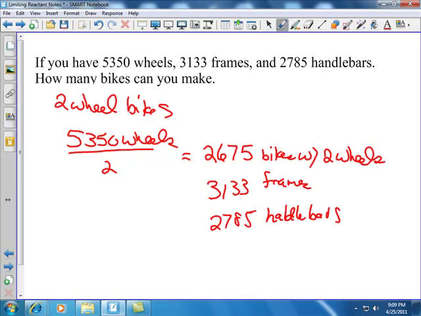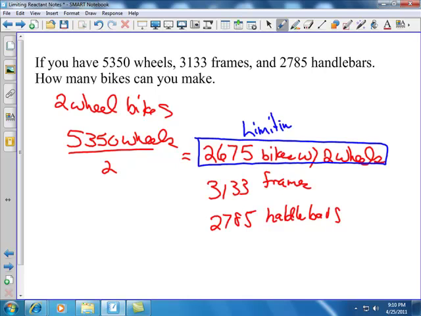Okay, so I guess what's going to limit my bike production is going to be the smallest number. The smallest number is the number of wheels. So I can make 2,675 bikes. So this is limiting. These two then are excess.